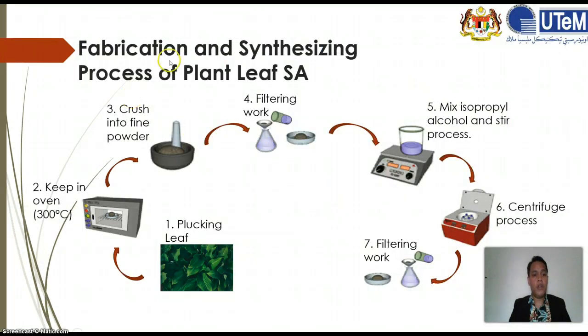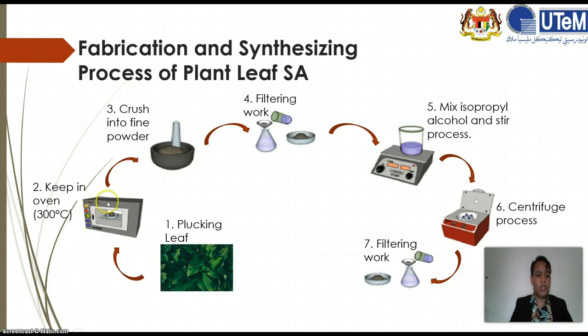Now let's move on to the fabrication and synthesizing process of the plant leaf SA. The first step is plucking the leaf. Why did I choose the eggplant leaf? I chose eggplant leaf because it contains more chlorophyll compared to other leaves, based on my references. To obtain a Q-switch that can derive carbon, I need to choose a leaf that contains more chlorophyll.